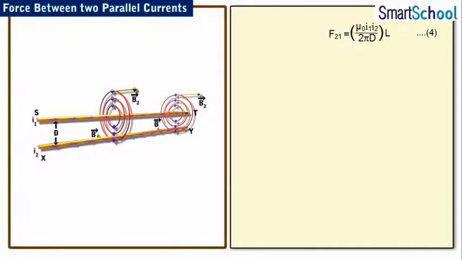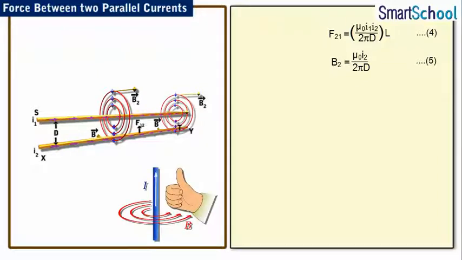As discussed earlier, the current-carrying conductor XY experiences the same force due to the magnetic field produced by the current I2 in the conductor ST, which is due to Newton's third law. The magnitude of the magnetic induction due to the current-carrying conductor ST is B2 equals mu naught I2 by 2 pi d. Let us label this as equation 5. The direction of the magnetic induction due to current I2 through ST can be found by the right-hand rule.